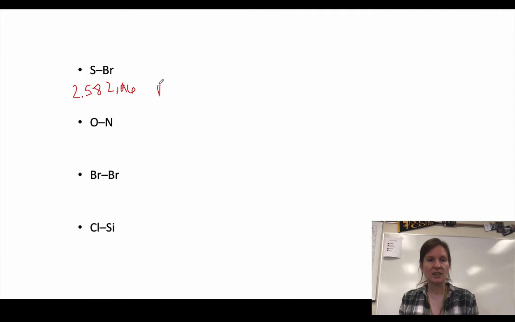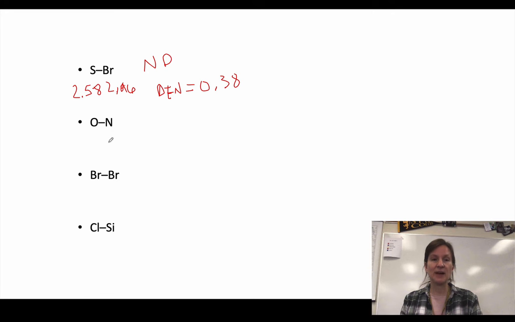So if we calculate our delta EN, which is our difference in electronegativity, which is to take the bigger one and subtract the smaller one from it, we end up with a difference of only 0.38. 0.38 means this is a nonpolar bond, which means no dipoles, no arrow needed.